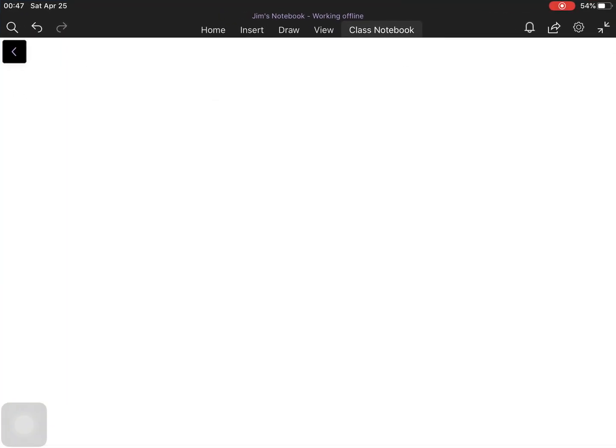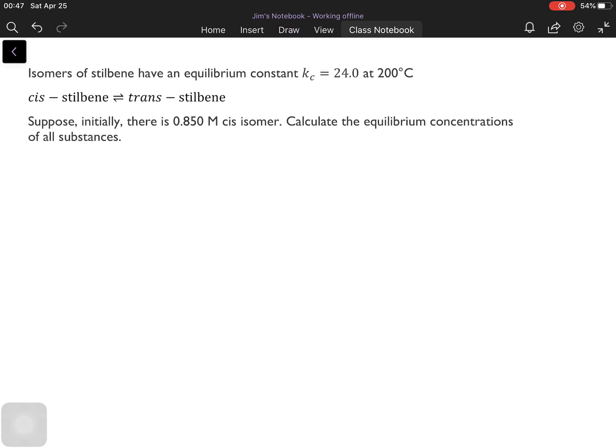So okay, let's move here. We have this problem. Isomers of stilbene have an equilibrium constant of 24 at 200 degrees Celsius given the chemical reaction. This is just an isomerization process anyway. Suppose there is 0.85 molar of these isomers. Calculate the equilibrium concentration of all the substances.